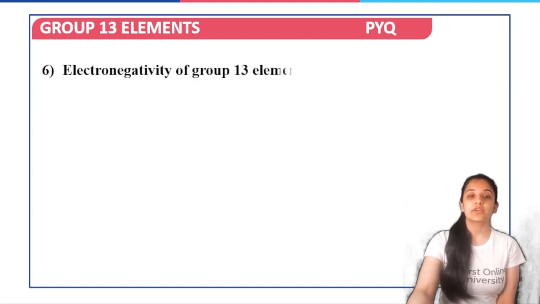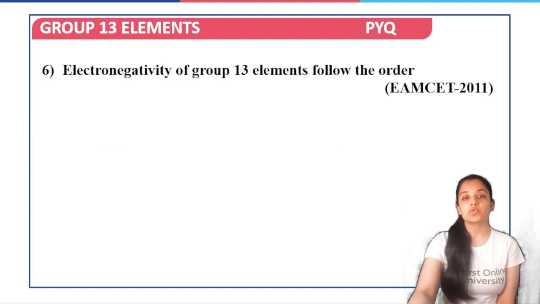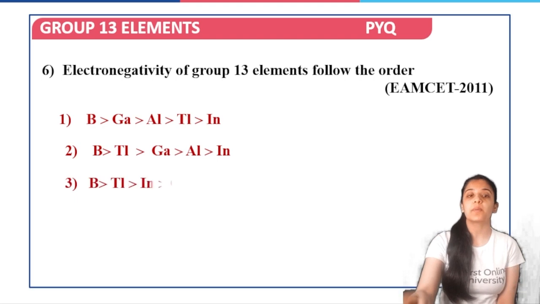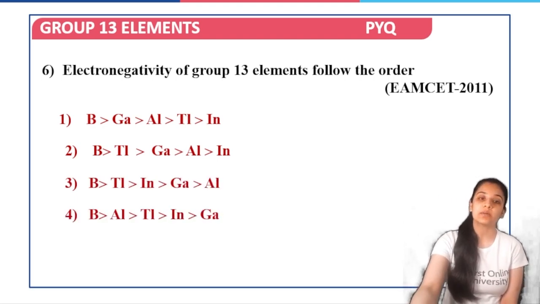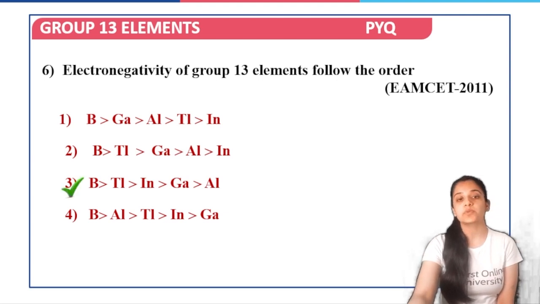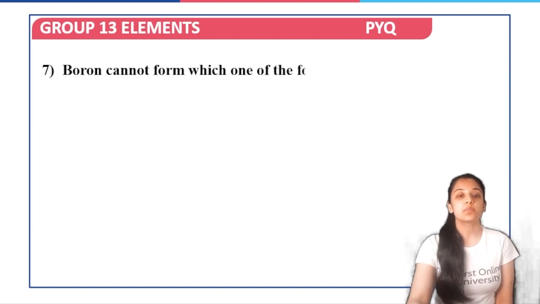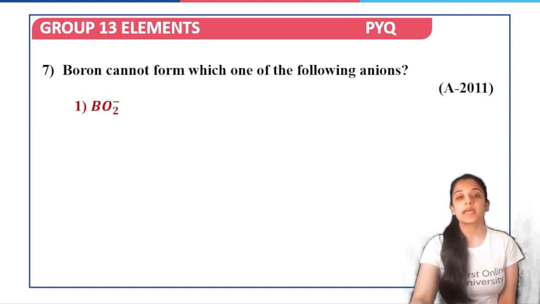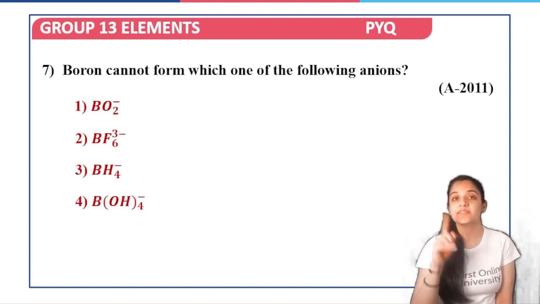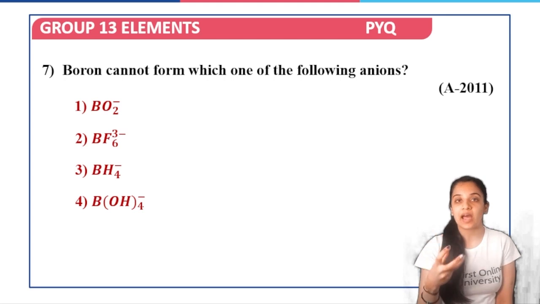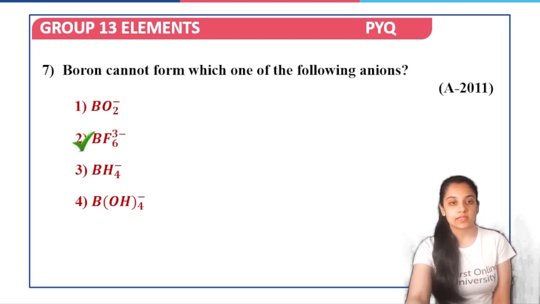Next question is, electronegativity of group 13 elements follows what order? We have already seen that from boron to aluminium it decreases, and then from aluminium to thallium it goes on increasing. So option 3 is the correct answer. Next question is, boron cannot form which one of the following anions? BO2 minus, BF6 3 minus, BH4 minus, or B(OH)4 minus. We have seen that the maximum covalency that boron can have is 4 and not 6. Therefore, option 2 is the correct answer.